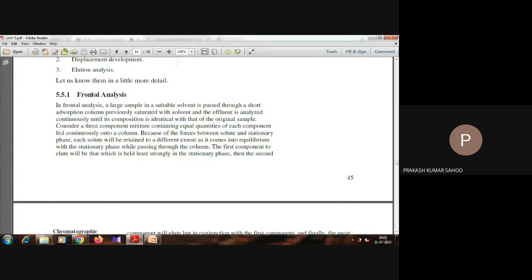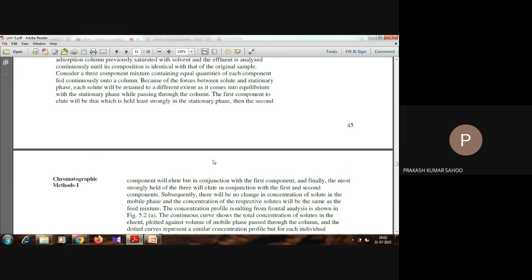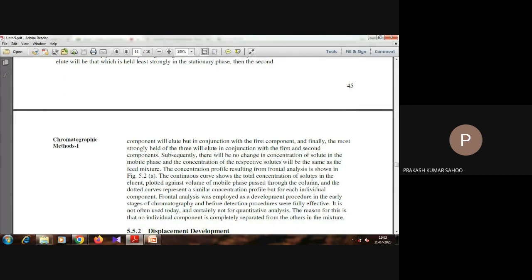That means frontal analysis is the interaction of the solute, that is the component, with the stationary phase. In a general concept, if the solute is a polar solute, then it will have higher interaction with the solid phase, so it will be separated at the end. And if it is a non-polar component, then it will be separated first. So the interaction or attachment to the stationary phase depends on the polarity of the component.